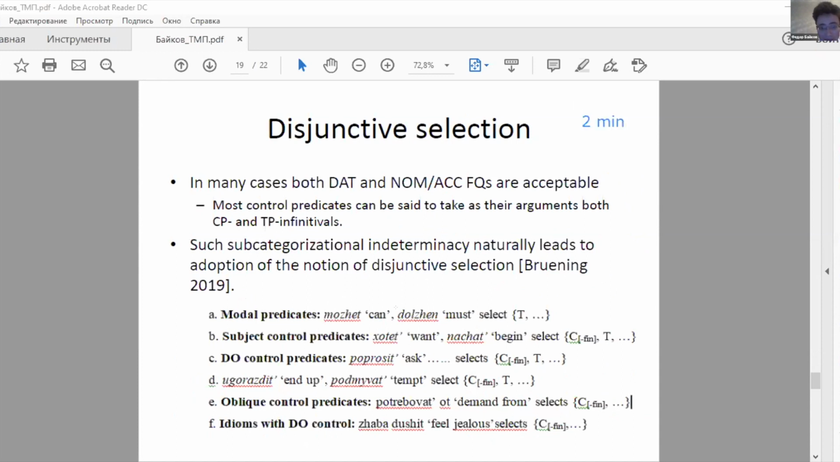Most control predicates can be said to take as their arguments both CP and TP infinitivals. And such subcategorizational indeterminacy naturally leads to adoption of the notion of disjunctive selection proposed by Bruening in 2019. Namely, modal predicates can select only for TP infinitivals, and most other subject control predicates, as well as direct object control predicates, can select for both CP and TP infinitivals. While, for example, direct object control idioms select only for CP infinitivals, as do oblique control predicates.